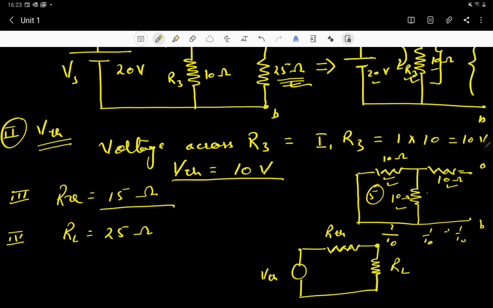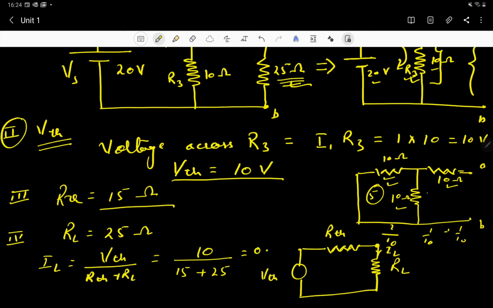Now if you are going to calculate the IL, the current across the load, what will it be? IL will be the voltage upon the total resistance. Voltage is VTH, upon the total resistance RTH plus RL. This will become VTH, which we have already calculated as 10, RTH is 15 and RL is 25. So 10 by 40 will become 0.25. So this will become 0.25 ampere.